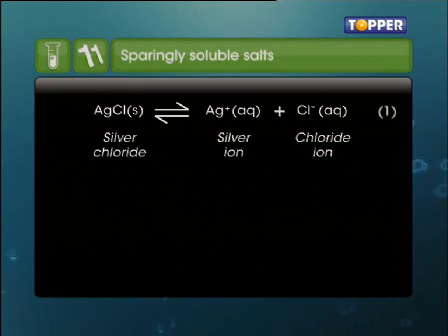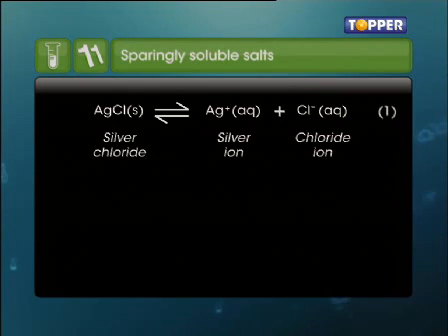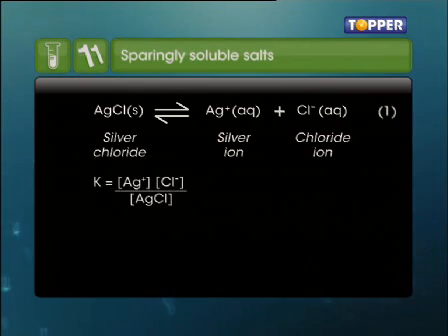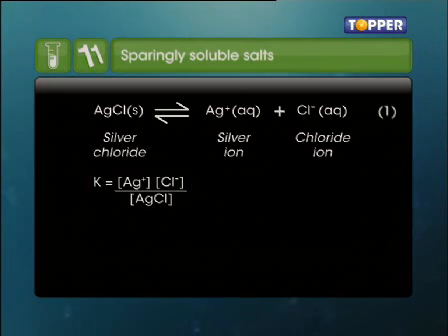Recall that the equilibrium constant K is defined as the ratio of the product of the equilibrium concentrations of the products to that of the reactants, with each term raised to the power equal to the stoichiometric coefficient of the substance in the balanced chemical equation. So in this case, the equilibrium constant K will be given by the product of the concentrations of silver ion and chloride ion divided by the concentration of silver chloride. Note that square brackets refer to molar concentration.